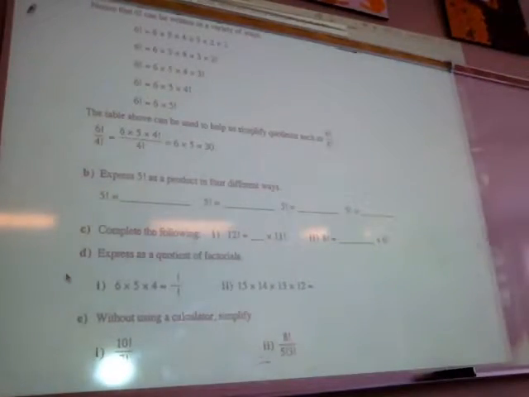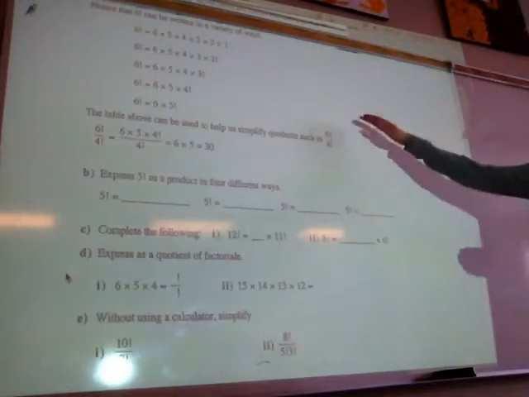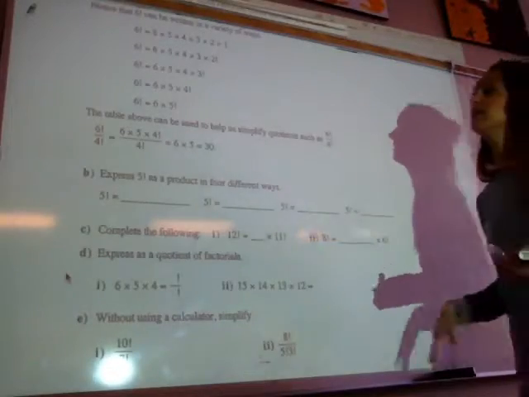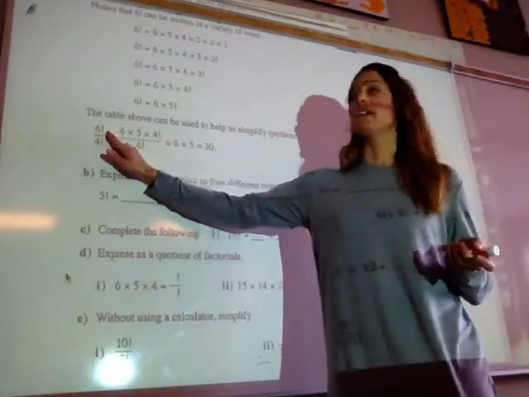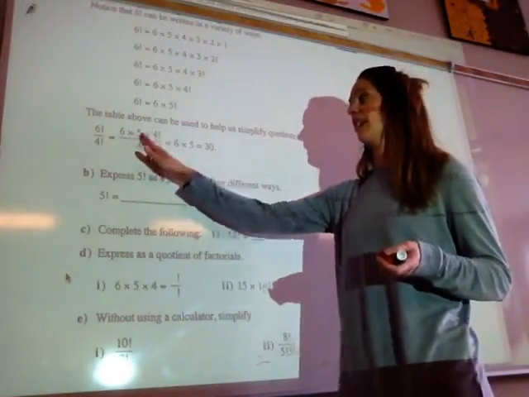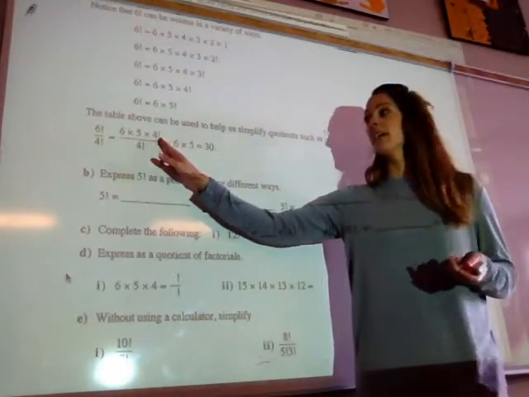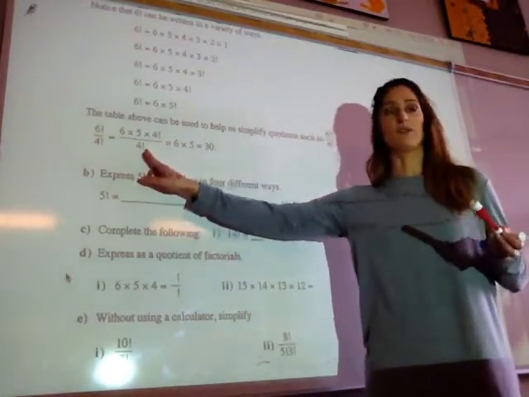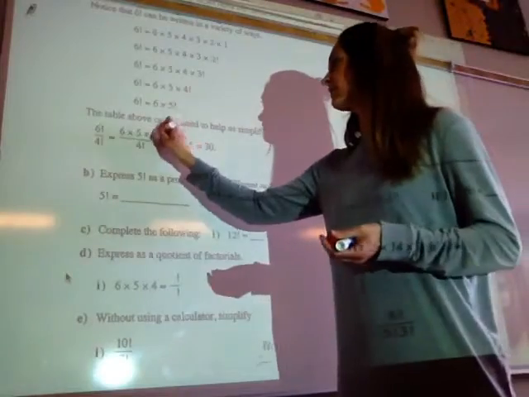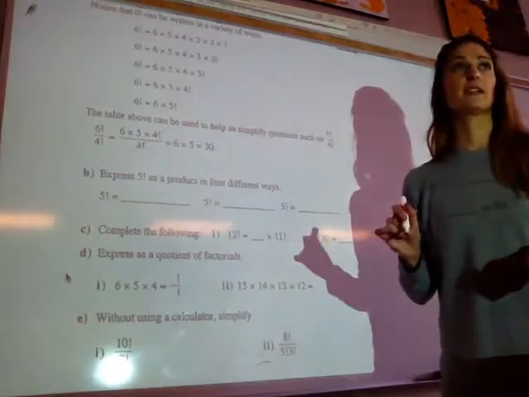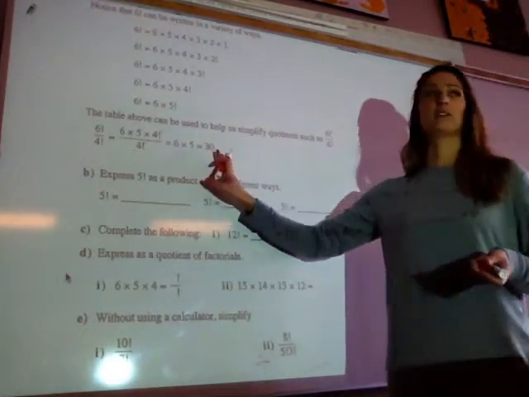So the table above can be used to help us simplify 6 factorial divided by 4 factorial. So 6 factorial is 6 times 5 times 4 factorial. And 4 factorial we can just write as 4 factorial. The 4 factorials will cancel out, and we're just left with 6 times 5 equals 30.